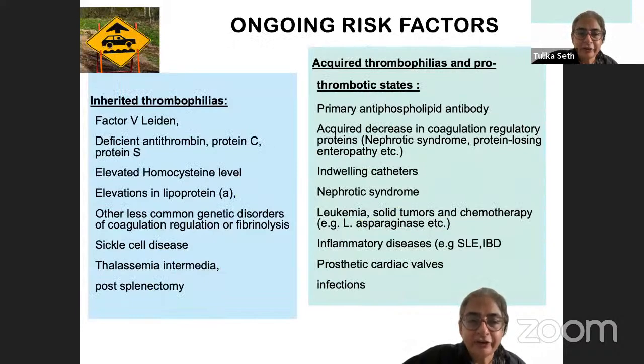So if patients have an inherited thrombophilia, this is usually rare in the pediatric population, but we do see patients with protein C, protein S deficiency. We see patients with sickle cell disease and thalassemia intermedia, post-splenectomy. But the other inherited thrombophilias rarely contribute to thrombosis in the younger children, though they may be risk factors in older children, like in teenagers. The majority of pediatric patients have acquired conditions like antiphospholipid syndrome or catheters, nephrotic syndrome, leukemias, inflammatory diseases, infections, etc.